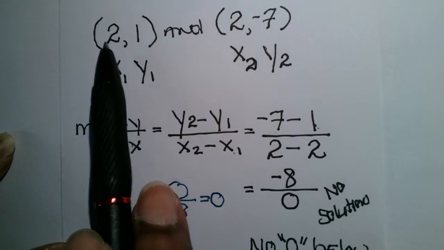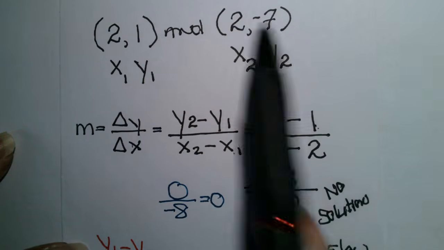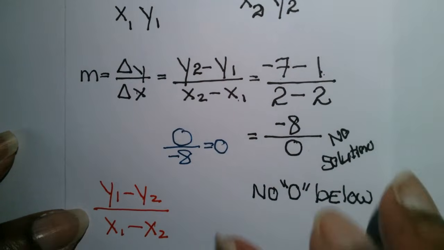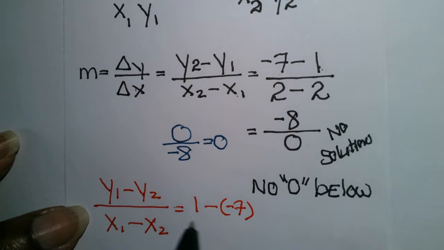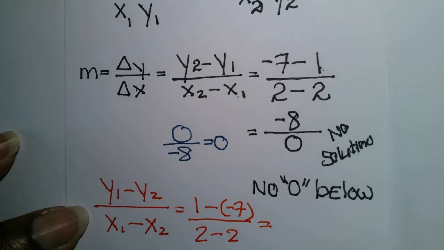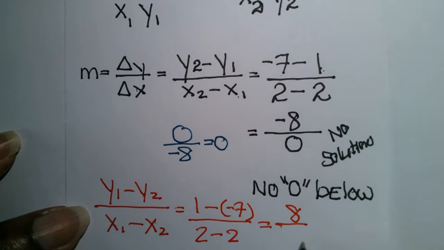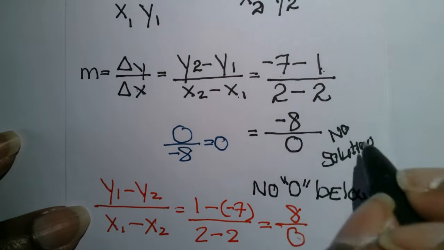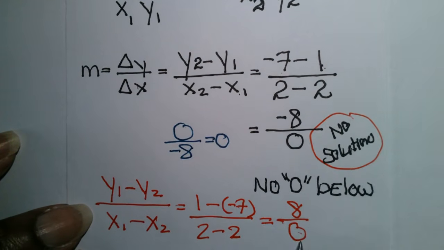and then you're subtracting this way. Of course, this is not going to hurt us because the x values are both the same, but you can also do it this way. You can have your 1 minus your negative 7 over your 2 minus 2. So when you minus a negative, that turns positive. But then you still have your 0, and it's still no solution because no O below.